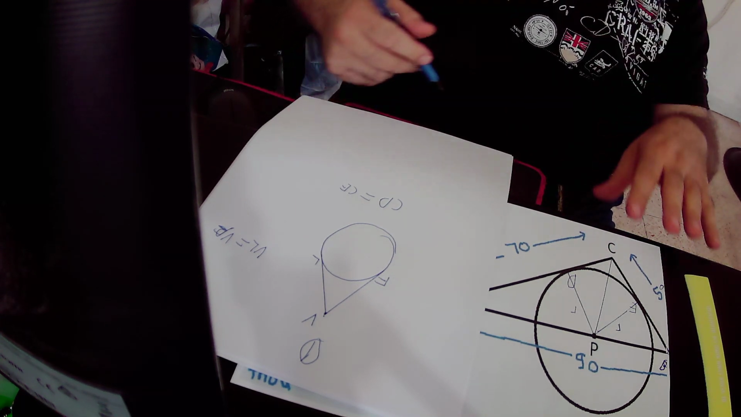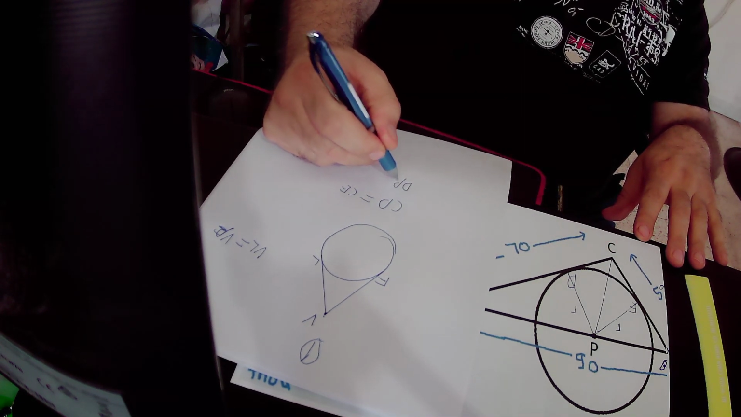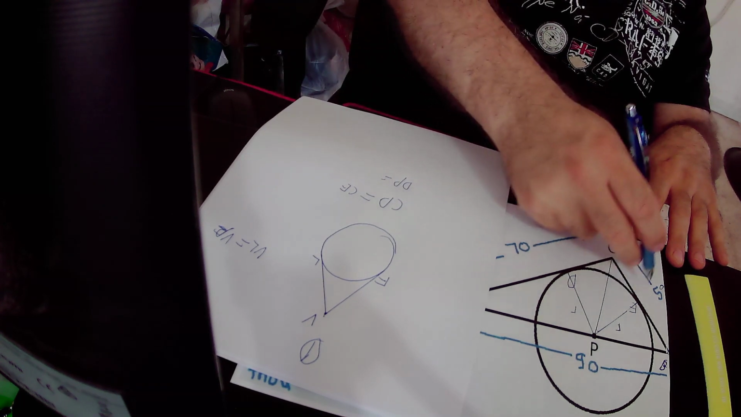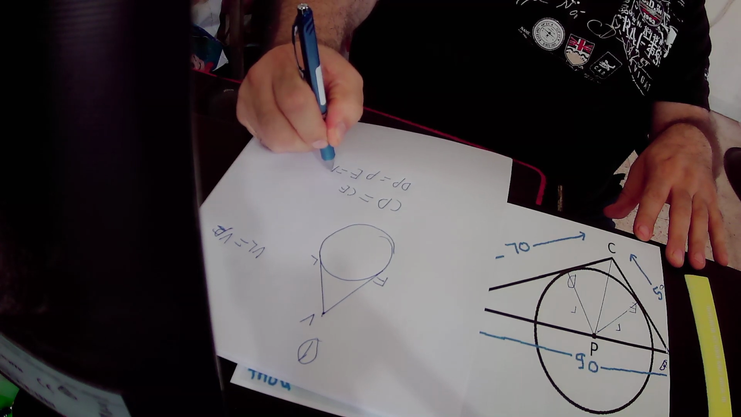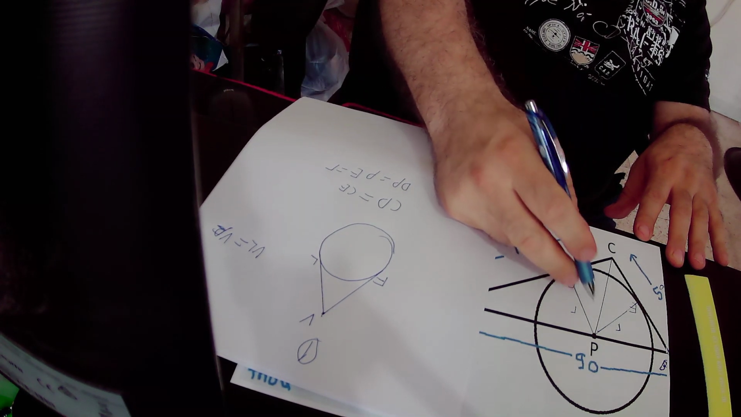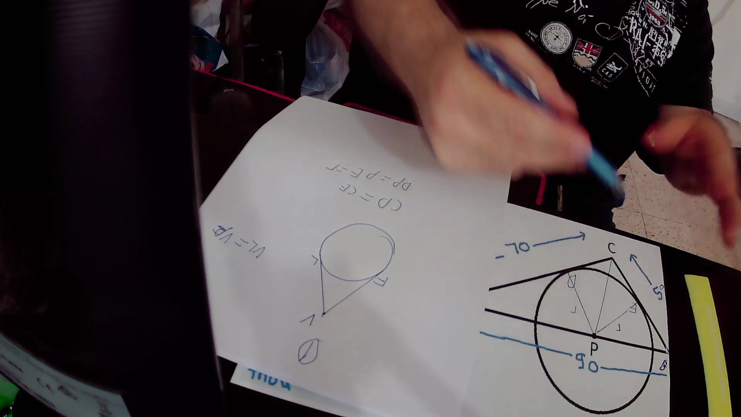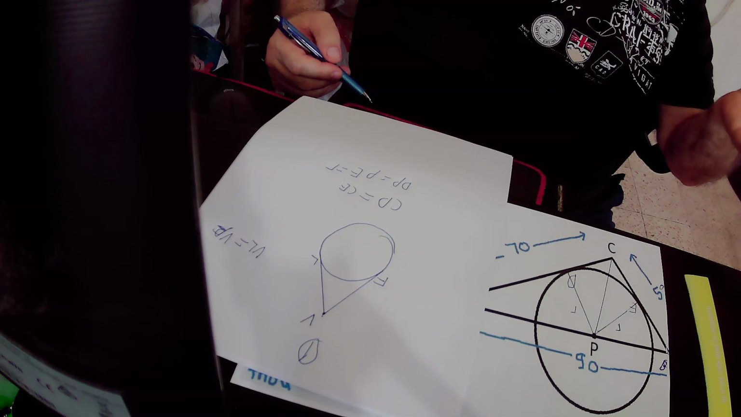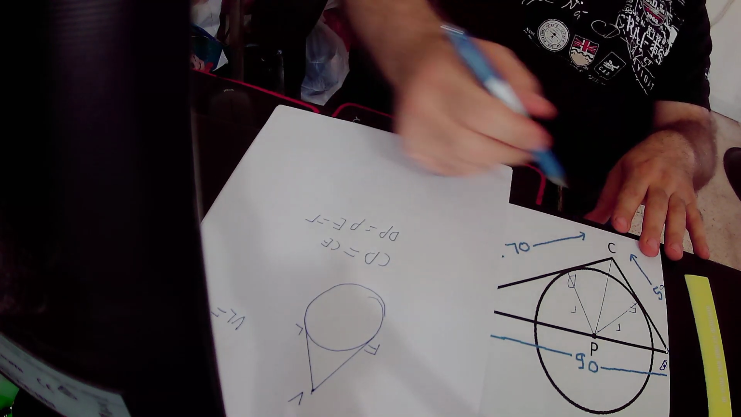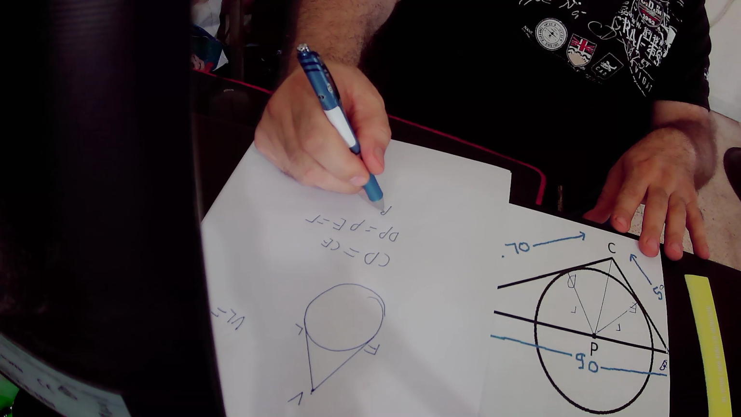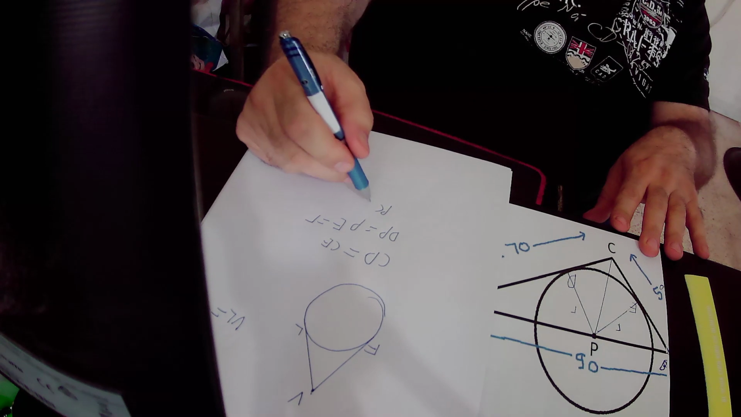and also DP equals PE equals R, because PD is the radius of the circle and PE is also the radius of the circle, so they are equal to each other. And of course, PC equals itself. PC equals PC.